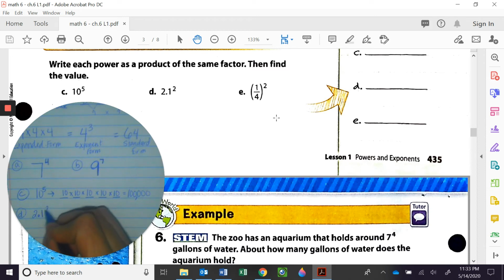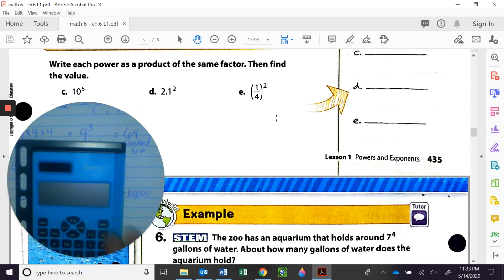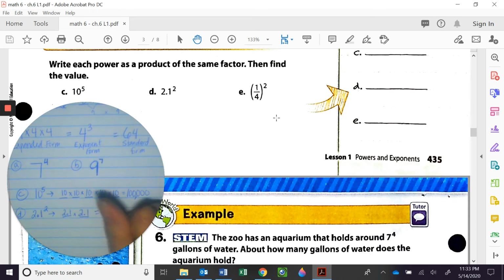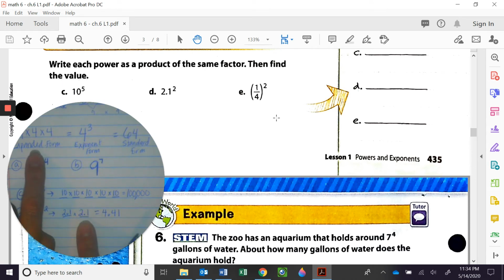D, 2.1 to the 2nd power tells me I need 2 2.1s. Now this is not as easy to do without a calculator, so pull your calculator out. 2.1 times 2.1 is 4.41. It's asking you to do two things: write it as a product, which is expanded form, and then write its value, which is the standard form. So it's asking you to do two different things for these.